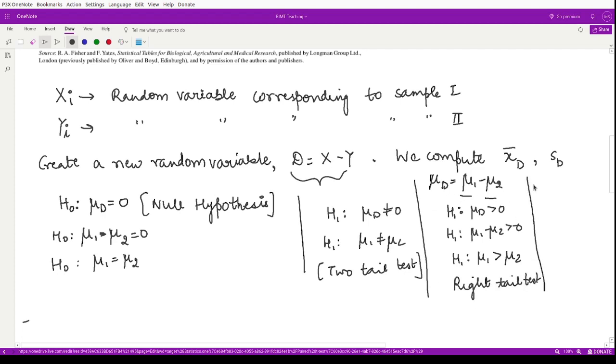In the third case, you may also set your alternative hypothesis like this: mu d is less than 0. What does that mean? It means that mu1 minus mu2 is less than 0, which further means that mu1 is less than mu2. In this case, you say that your test is a left tail test. So this is the test over here. And in this test, what is the degree of freedom?